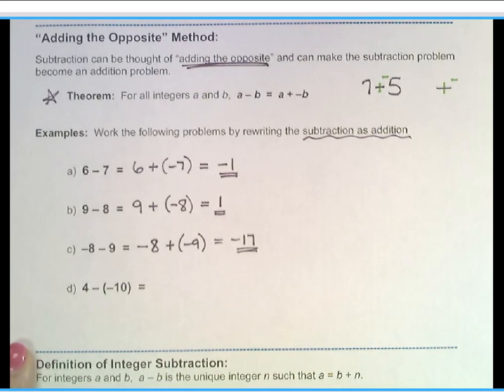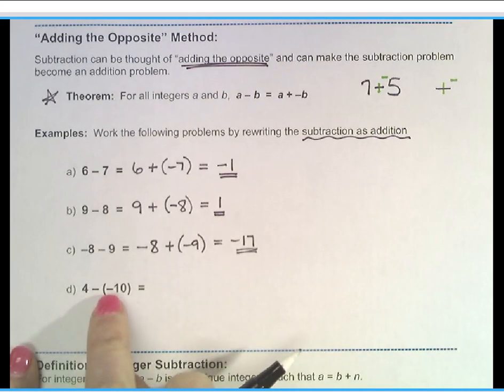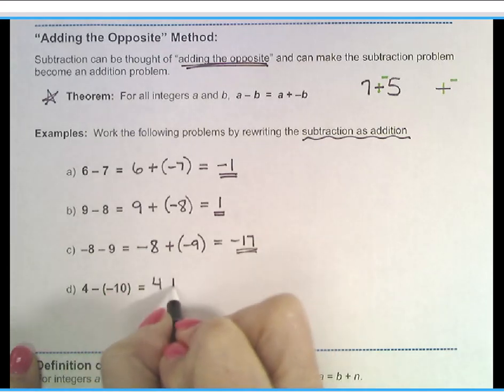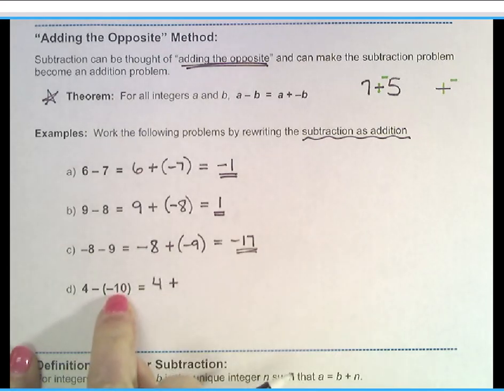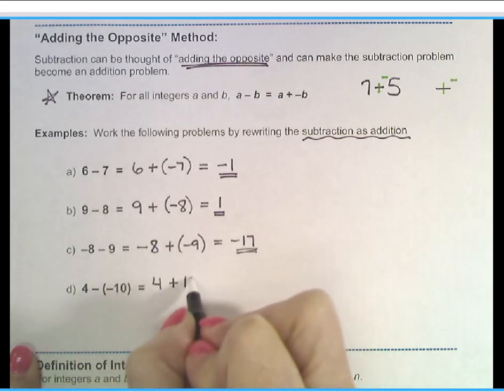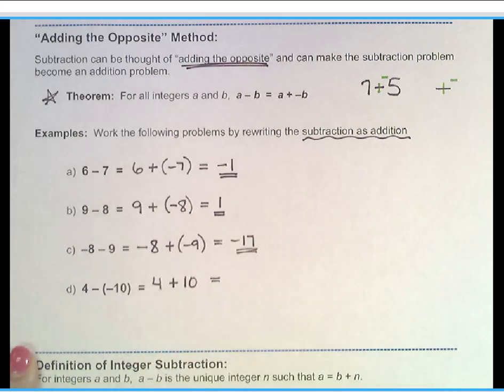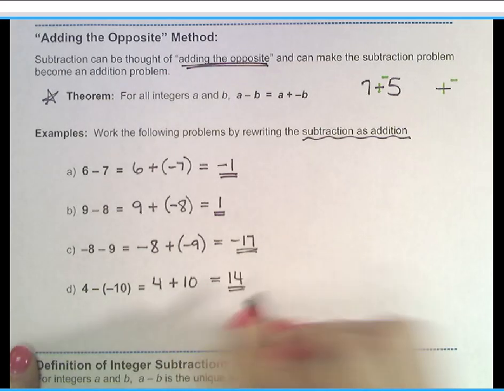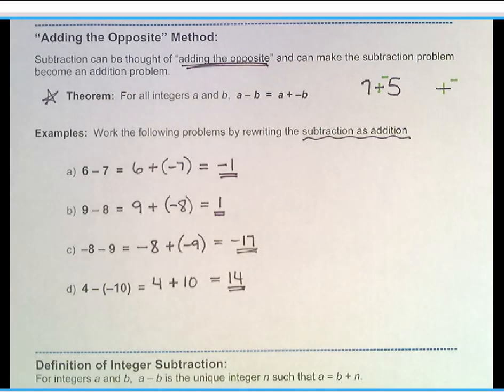And then the last one, 4 minus negative 10. It's going to be 4 plus, what's the opposite of negative 10? Well, the opposite of negative 10 is positive 10. Do you see what just happened there? Now there's no negatives at all. Those two negatives made a positive. That's 14. That one's probably the easiest one on the page once you convert it to an addition problem.